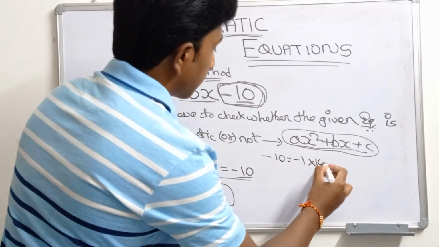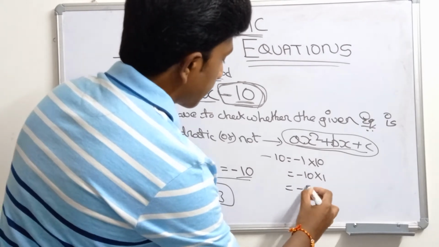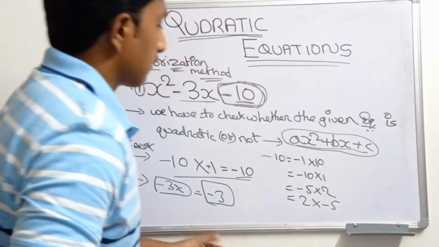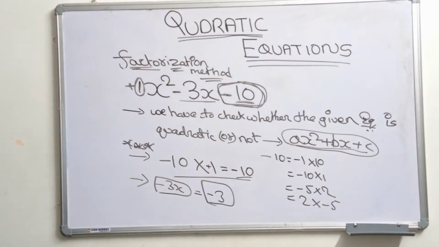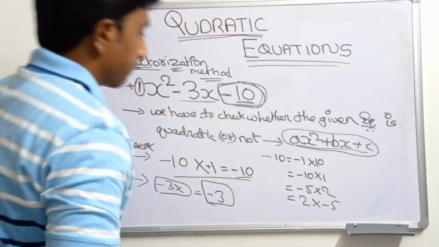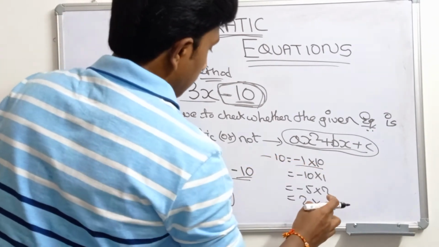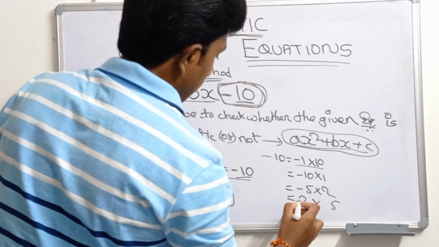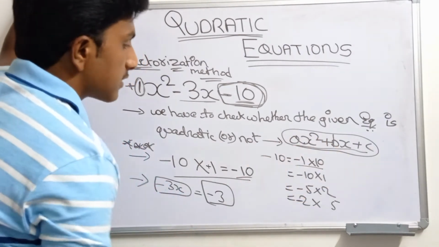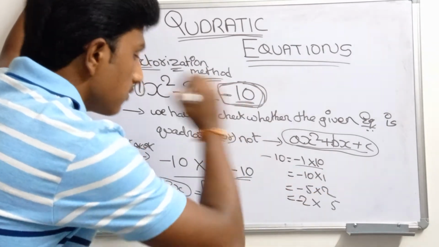Minus 1 into 10. Minus 10 into 1. Minus 5 into 2. 2 into minus 5. That's all, guys. Anything more? Okay, this is it. Minus 10 means minus 1 into 10. Just a minute, guys. Yeah, these are the factors of minus 10. Minus 1 into 10 means minus 10. Minus 10 into 1 means minus 10. Minus 5 into 2 is minus 10. Minus 2 into 5 is also minus 10.